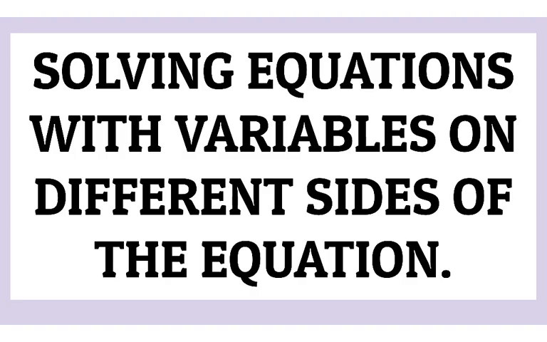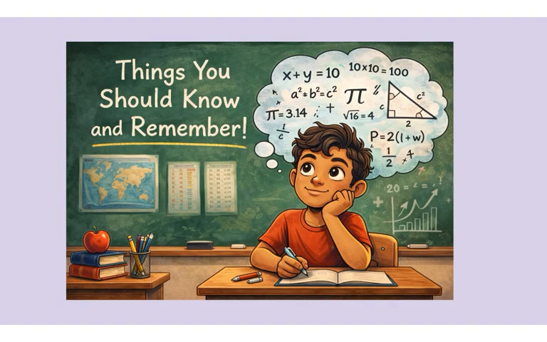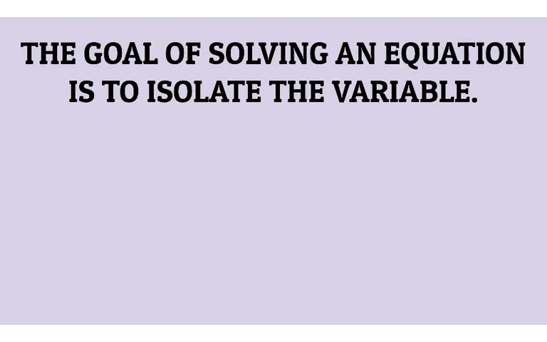This is solving equations with variables on different sides of the equation. These are the things you should know and remember before we start the lesson. First, the goal of solving an equation is to isolate the variable. Therefore, you want a variable on one side and a number on the other.